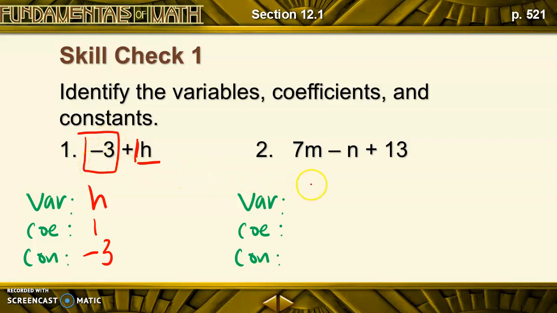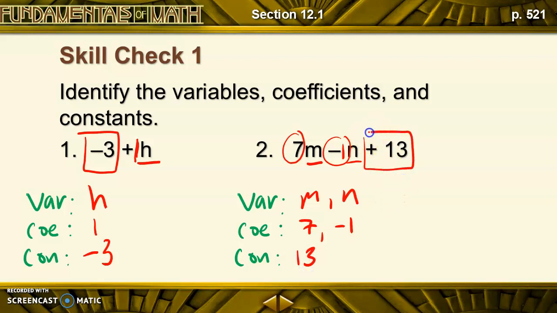Okay? What are the variables in this problem? Well, I have two different letters. I have m and n. What are the coefficients? What are the numbers in front of the variables? Well, 7 and -1. So this would be 7, -1. And what are the constants? The numbers that are all by themselves. And so lonely, well, it's going to be 13 in this case. Cool? I think that's fine.